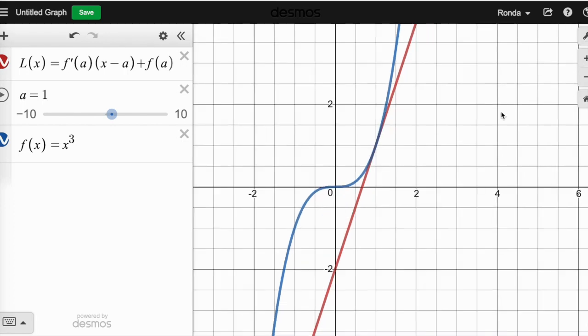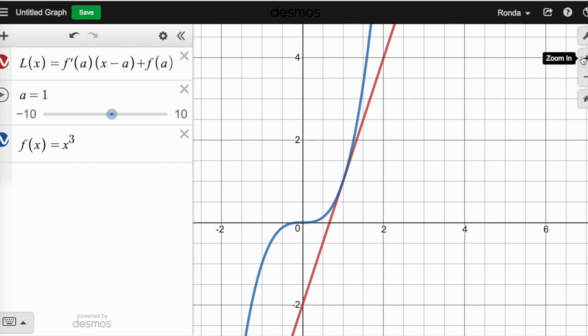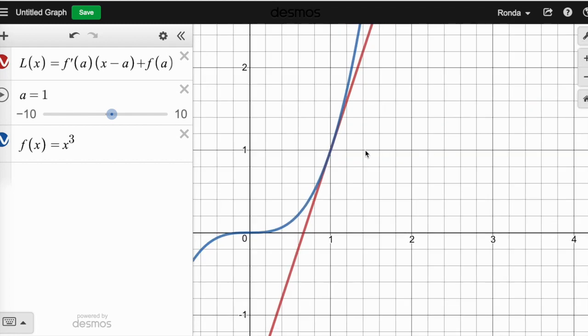If I change my a, it'll do it again. What I really want to point out, and we've looked at this before, is that around x equals 1, the blue line, which is the original function, and the red line, which is the tangent line, are literally on top of each other. So we can use the tangent line to approximate things around 1. For instance, what if I wanted an approximation for x equals 1.1? They look about the same, so if I put in L, this would be my tangent line approximation.